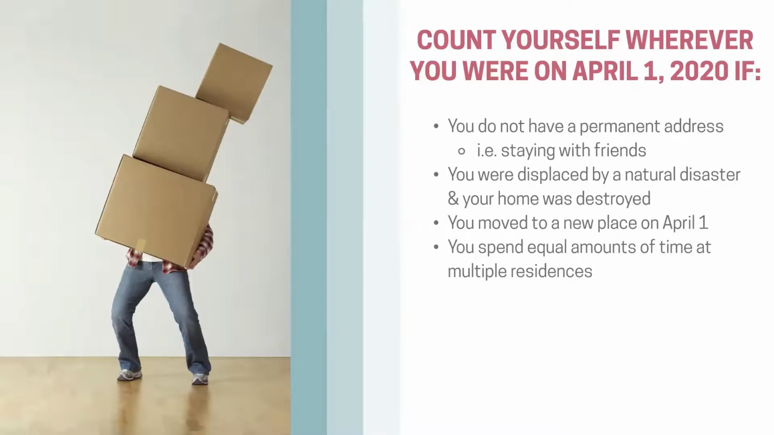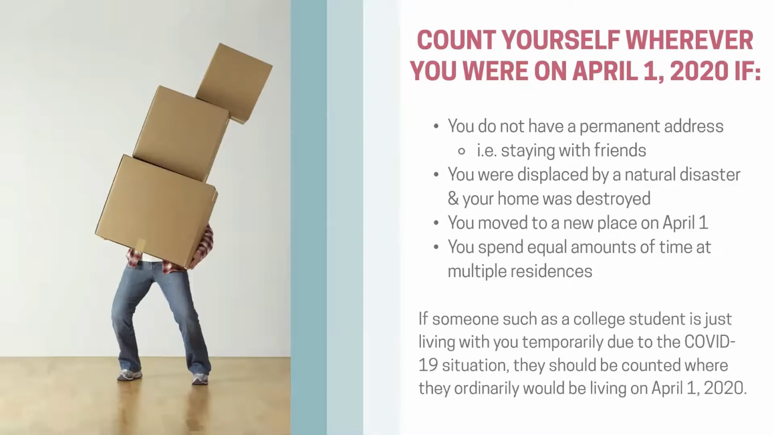This also goes for children in shared custody agreements. So if the child spends the same amount of time between both parents, they should be counted on the census questionnaire by the parent who had them on April 1st. If someone such as a college student is just living with you temporarily due to COVID-19, they should be counted where they normally would have been on April 1st. So if your college student had to leave their dorm and come back home, but they normally would have been in their dorm on April 1st, they should be counted wherever they would have been on April 1st.